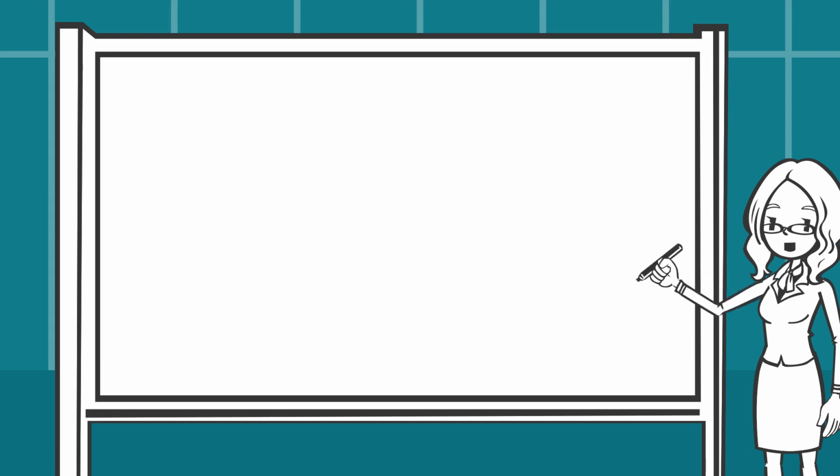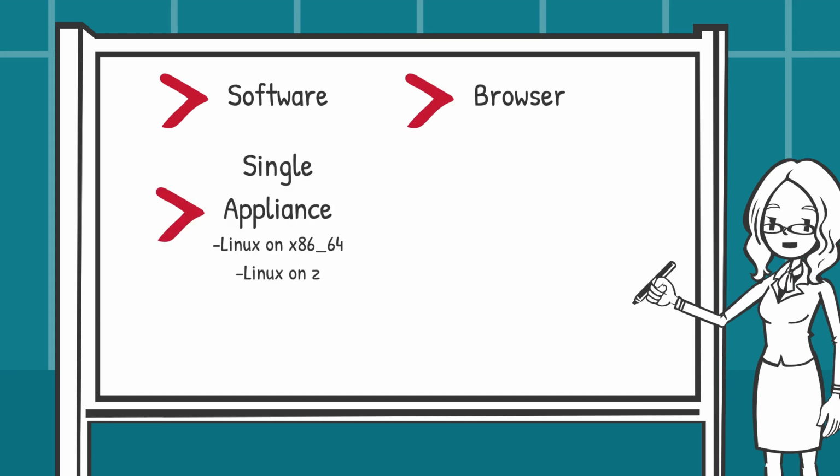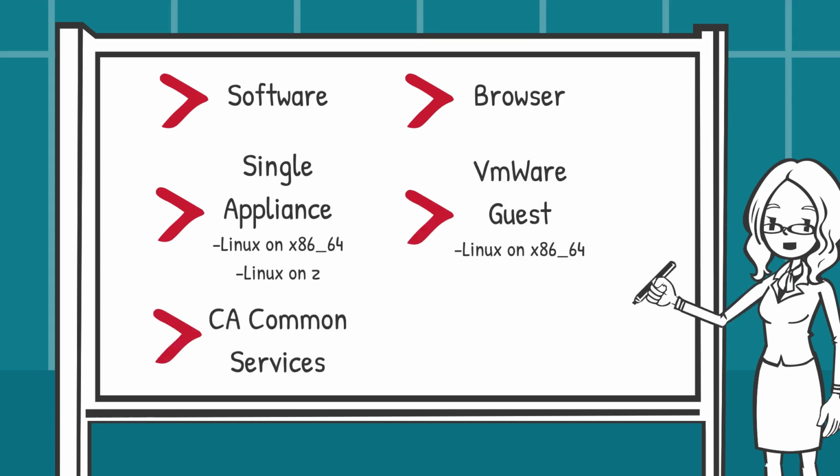As part of the pre-installation process, you'll need to consider the following requirements: software, browser, single appliance, Linux on x86 or Linux on Z, VMware guest if you're using Linux on x86, CA Common Services, and product integration.